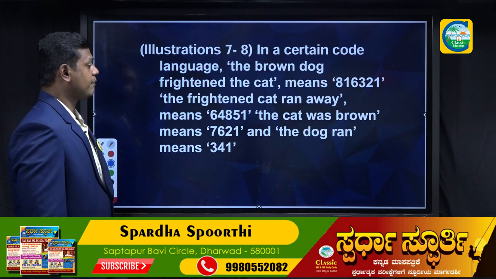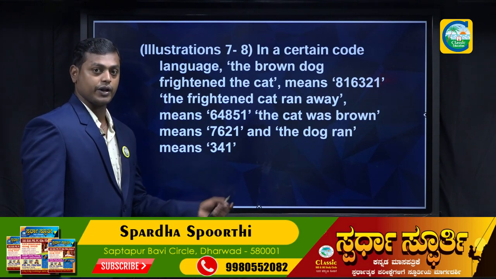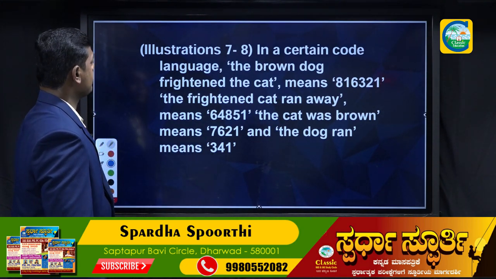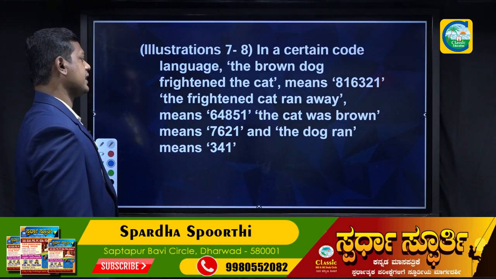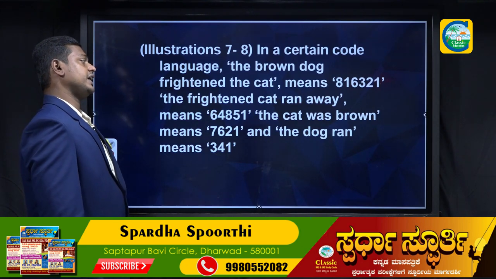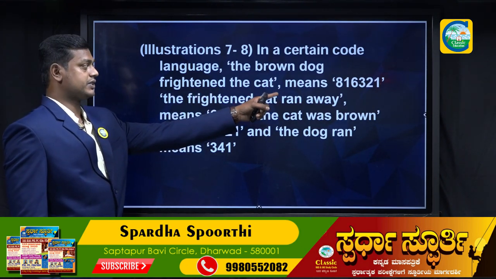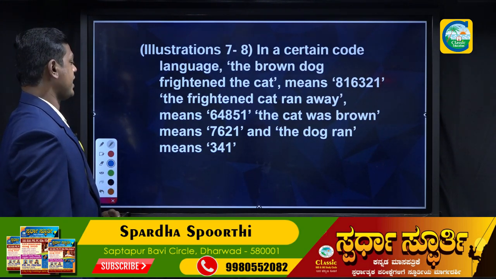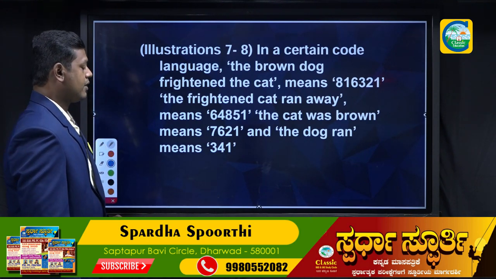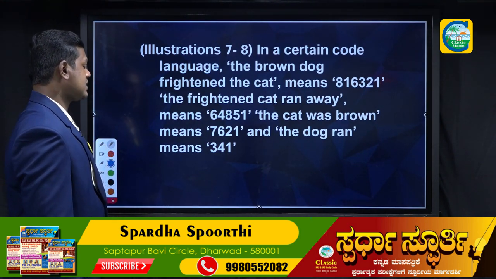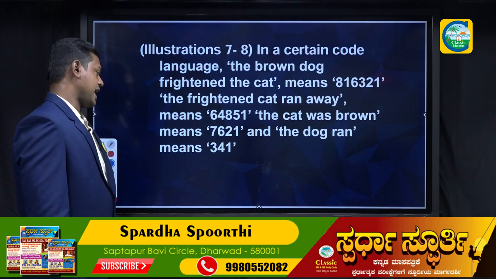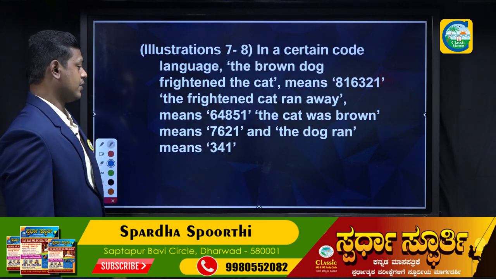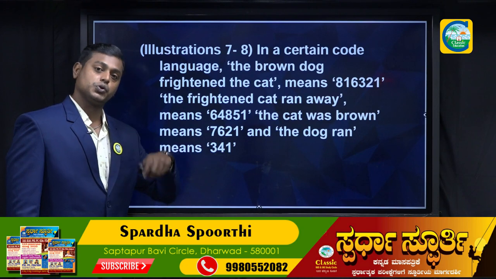Right. So this is a substitution coding, means mixed coding question. So a little bit they have given a confusing level question. So let me solve this one. First we read out the question here. In a certain code language, the brown dog frightened the cat means 816321. For that sentence it is a code, 816321, but each particular word has a particular code. The frightened cat run away means 64851. Then the cat was brown means 7621, and the dog ran means 341, right? So we have to write down the question and the codes, then we have to find out. Then on basis of this, they will ask you one or two questions on this question.